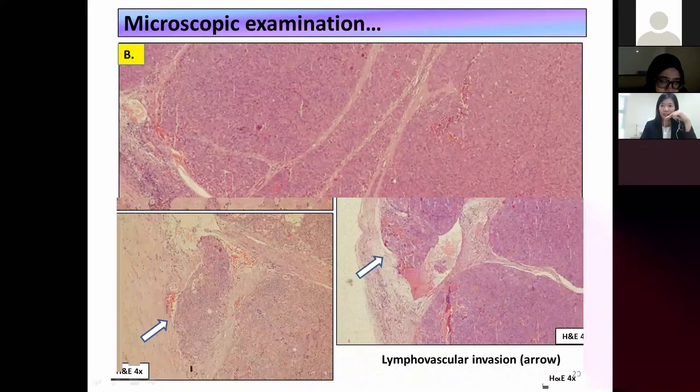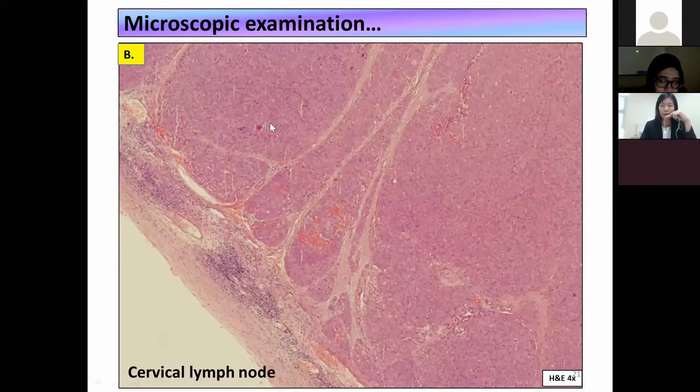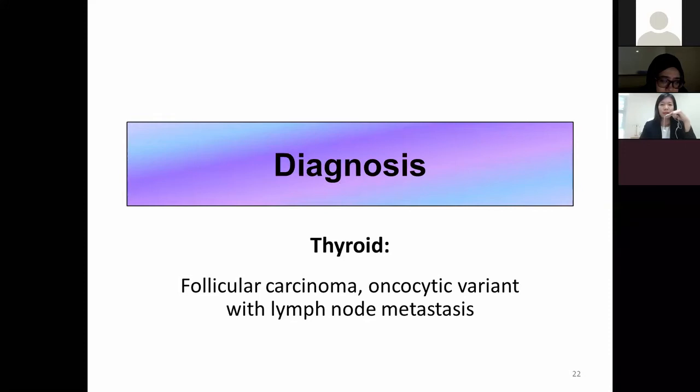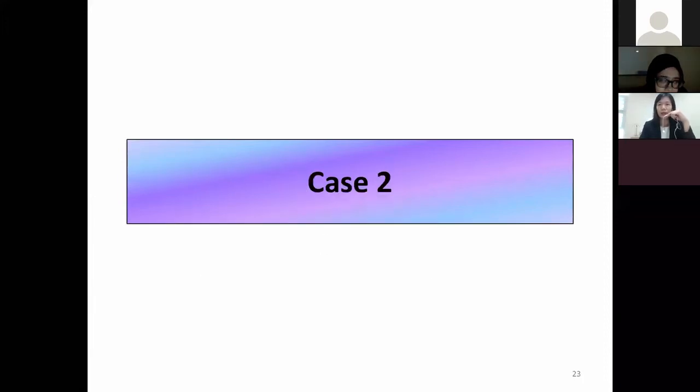Surprisingly to us, the lymph node section also showed evidence of metastatic malignancy, with complete replacement by the malignant cells. So a diagnosis of follicular carcinoma, Hurthle cell type or oncocytic variant, with lymph node metastasis was given. Before I proceed with the discussion, I would like to go on with case 2. It's more or less a similar case.